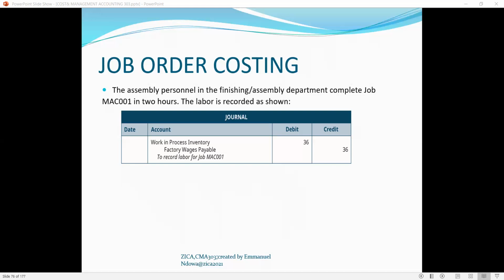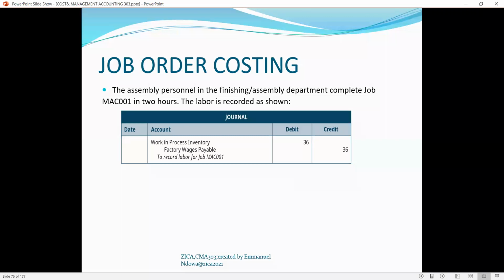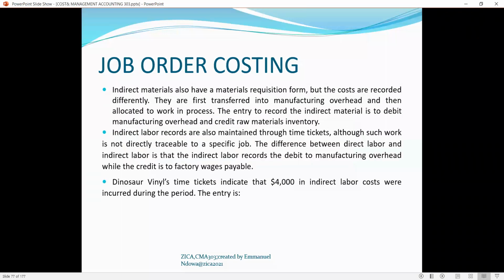Thank you. So we are done with the labor. We are done with the material. Can you see that our cost is accumulating? It is accumulating as we are progressing in the production unit. So we are done with the direct labor and the direct material. But then we need to take note of the indirect material now, and how we are going to treat it.